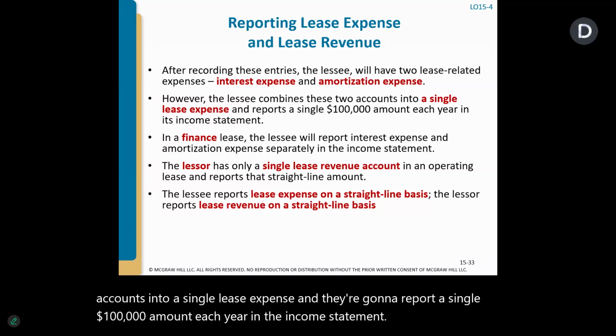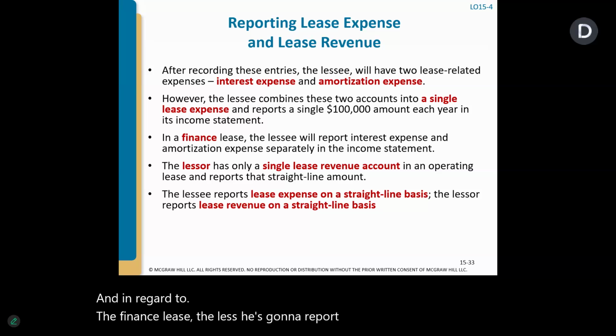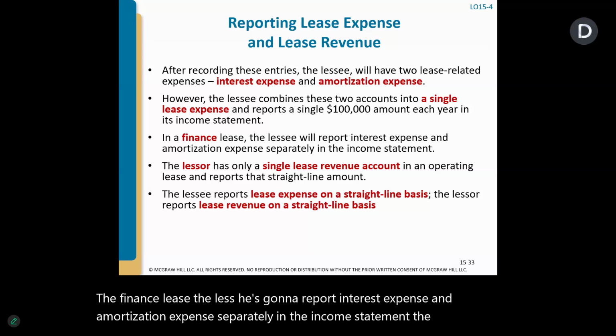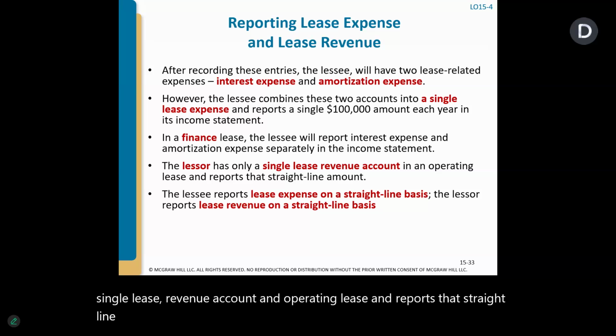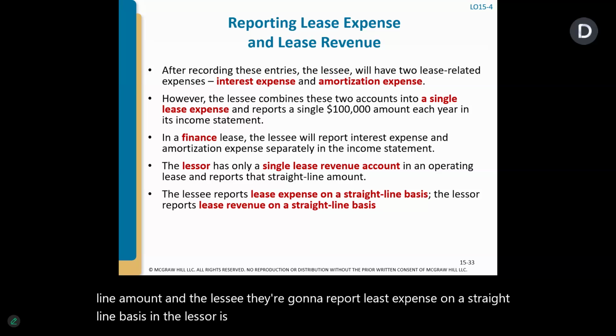And in regard to the finance lease, the lessee is going to report interest expense and amortization expense separately in the income statement. The lessor has a single lease revenue account in an operating lease and reports that straight line amount. And the lessee is going to report lease expense on a straight line basis, and the lessor is going to report lease revenue on a straight line basis.